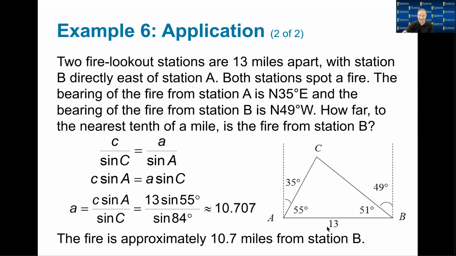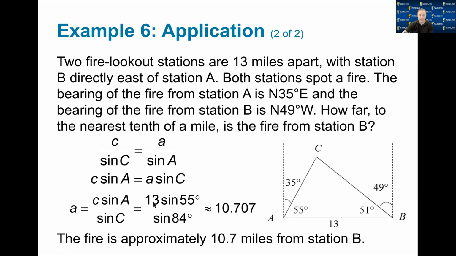I know side C, and I know the sine of angle C. I know angle A. I can easily find the side opposite A. So I would say A over the sine of A should equal C over the sine of C. Now, here I cross multiply, but I would almost rather you just say, if you're trying to solve for A, just multiply by the sine of A on both sides. And then you'll get A is equal to C sine A over the sine C. That's what I have right here.